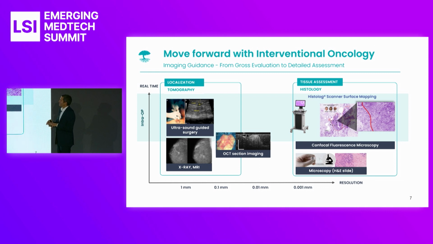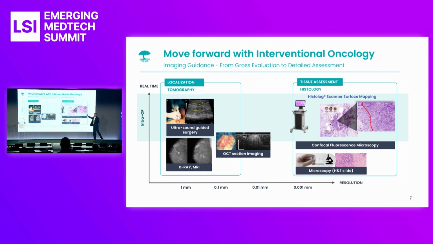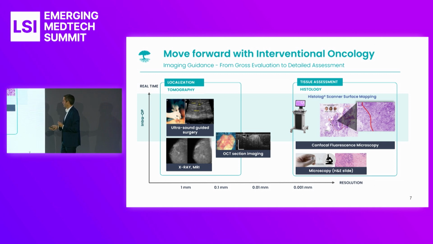So looked at it differently, we're talking about interventional oncology. If you look at what tools are available in the OR, like ultrasound-guided surgery, what the Histolog image assessment technology allows is to have a histology-like image, high resolution, we're talking of 1 to 2 microns, in real time in the operating room.